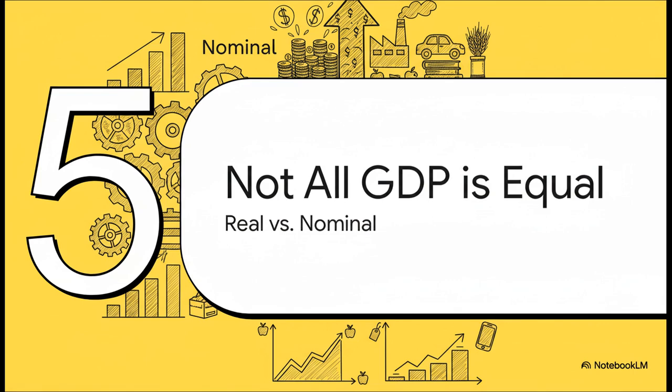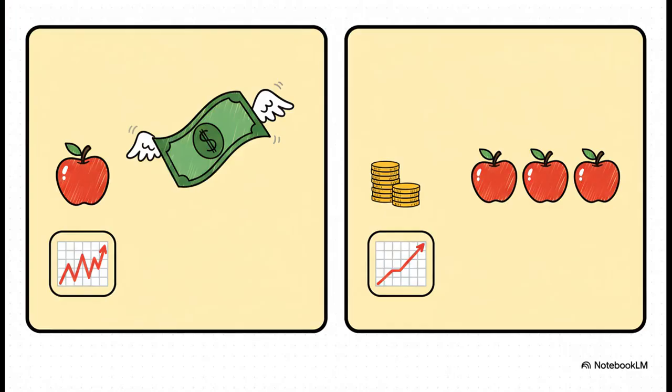Now, we've got to talk about a really critical distinction. If you hear GDP went up, you need to ask a smart question. Did we actually make more stuff, or did prices just go up? And that's the whole difference between what we call nominal and real GDP. So, nominal GDP uses today's prices. The problem is it can go up just because of inflation, even if we produce the exact same amount of stuff.